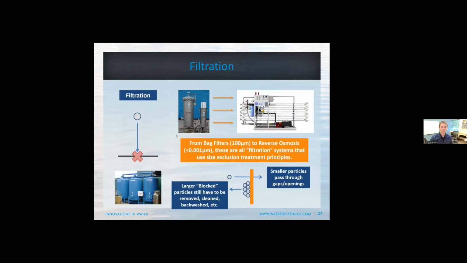Filtration, a whole range of things in filtration. That could be anything from a simple bag filter all the way up to reverse osmosis that they use for drinking water. These are all different types of filtration, just at different size levels. A bag filter might be 100 microns in size, whereas reverse osmosis goes down to 0.001 microns. Just different ways to block particles from passing through. But once you block them, they still have to go somewhere. They're still on that filter. They have to be removed or cleaned or backwashed or concentrated some other way.